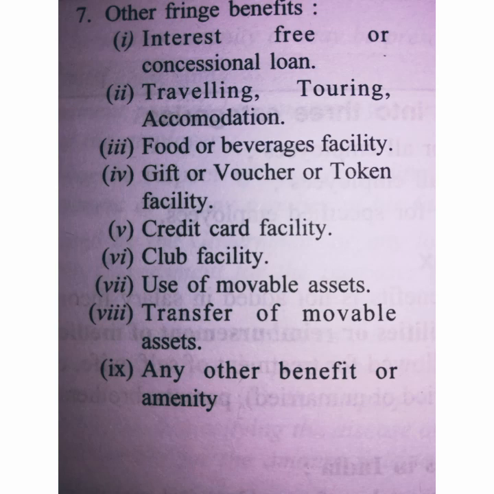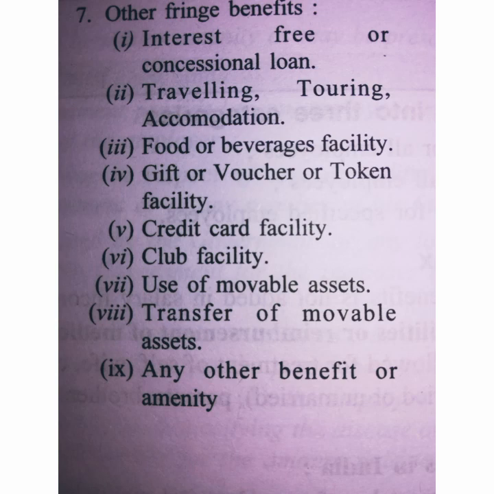Point number 2, traveling, touring, accommodation. If there is any expenditure with respect to traveling, touring and accommodation, all this also falls under perk which are being taxed, which is taxable.